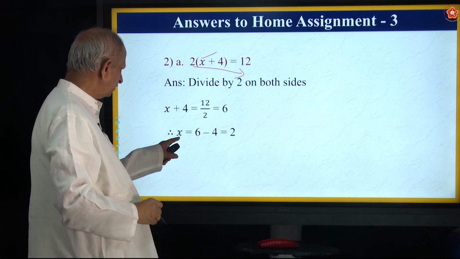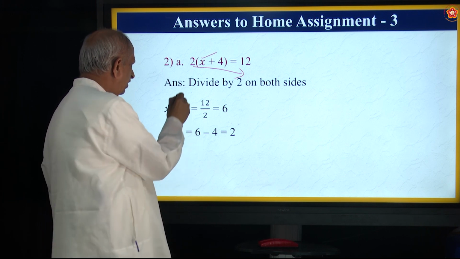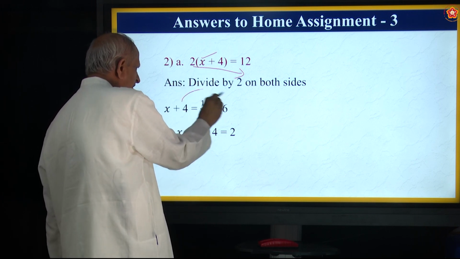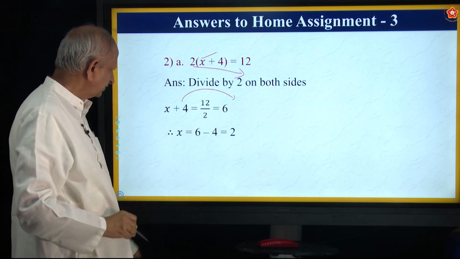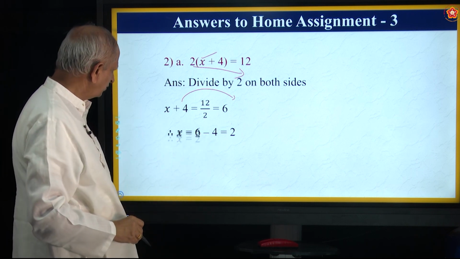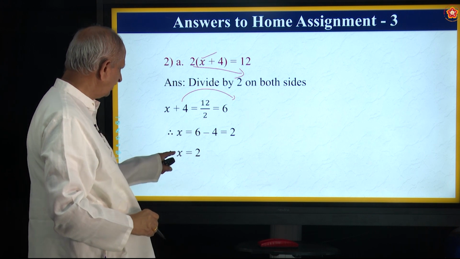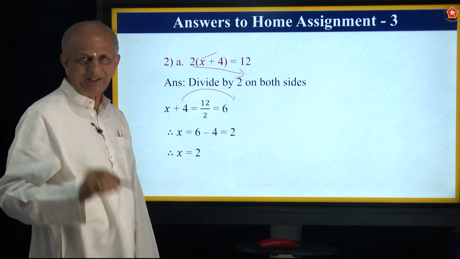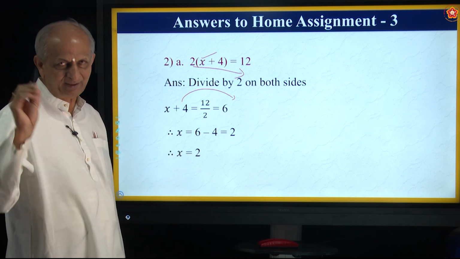So x is equal to, now here I got plus 4 here. You have to bring it to the right side. 6 minus 4, that is 2. So the answer is x is equal to 2. That is called the solution of the equation.